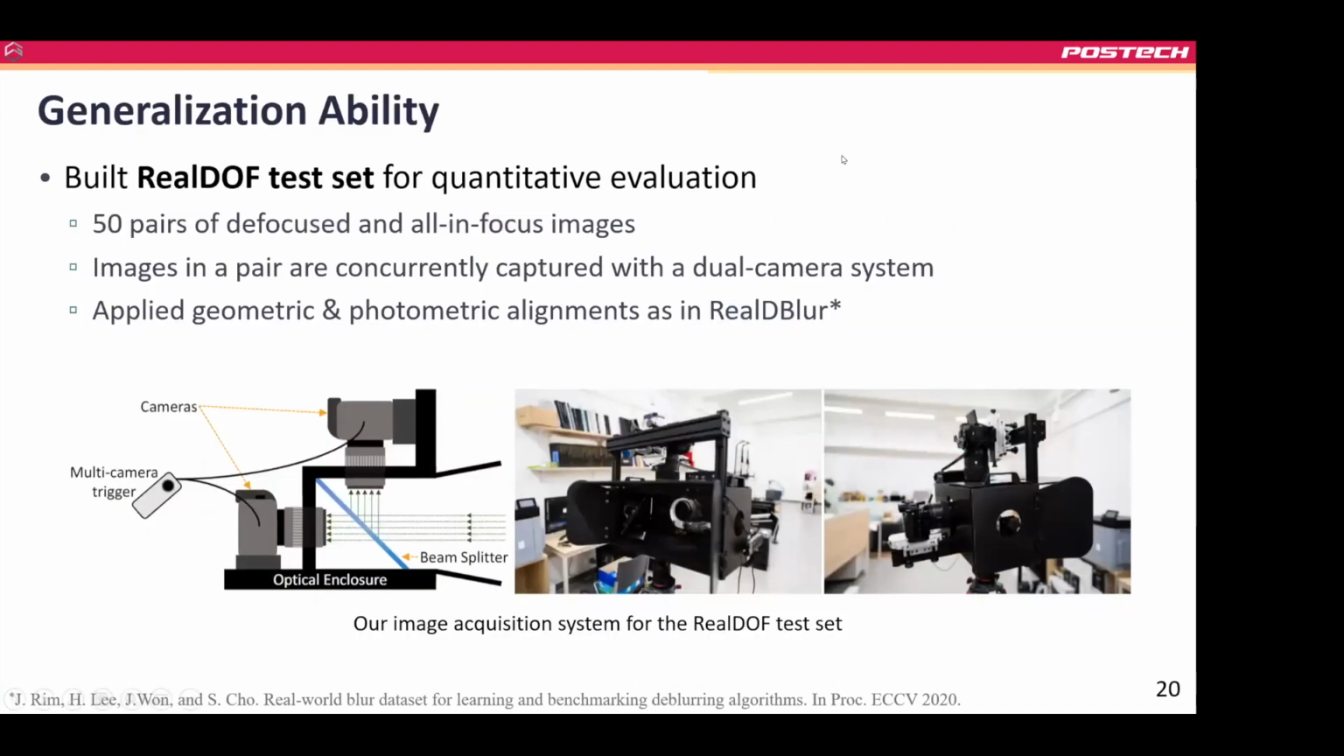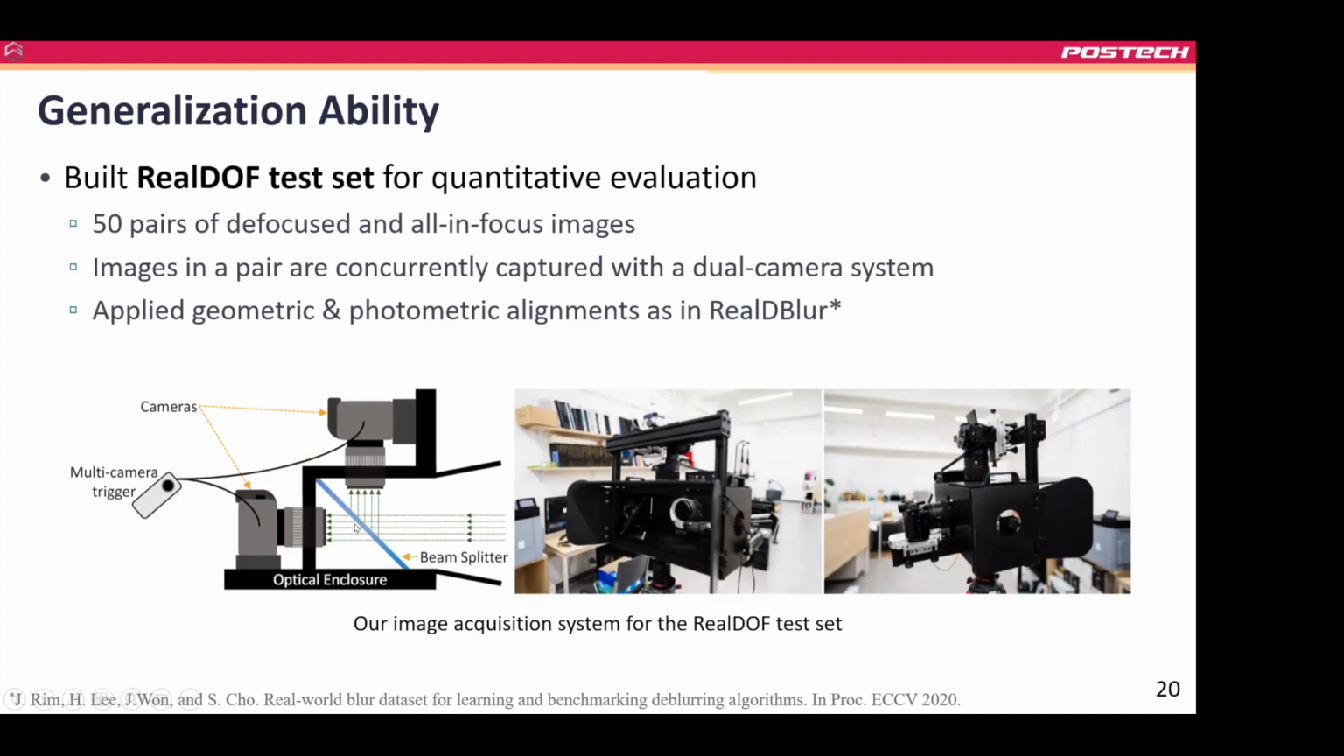To test the generalizability of our network, we built a real defocus blur test set. This is a test set because we only captured 50 pairs. Taking a real defocus blur dataset is not easy, so we simply took a small number of examples. We use it only for testing, not for training.